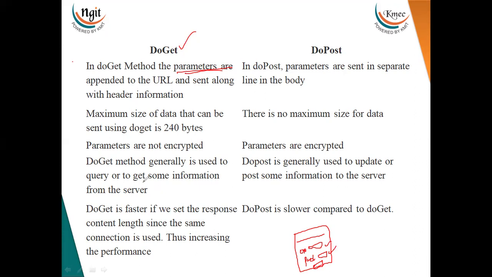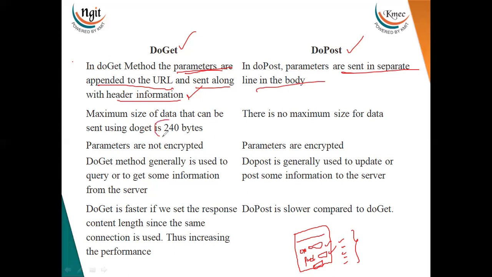Whatever parameters you are using are going to be appended to the URL, and they will be sent along with the header information. Whatever parameters are there in that particular form, they are appended to the URL and sent along with the header information. When it comes to doPost, those parameters will be sent in a separate body. This is a major difference between doGet and doPost.